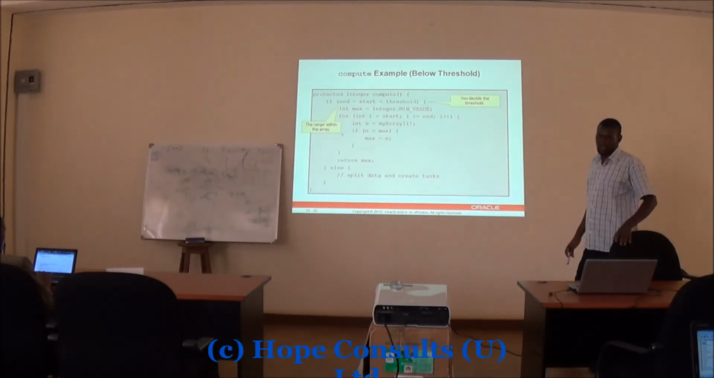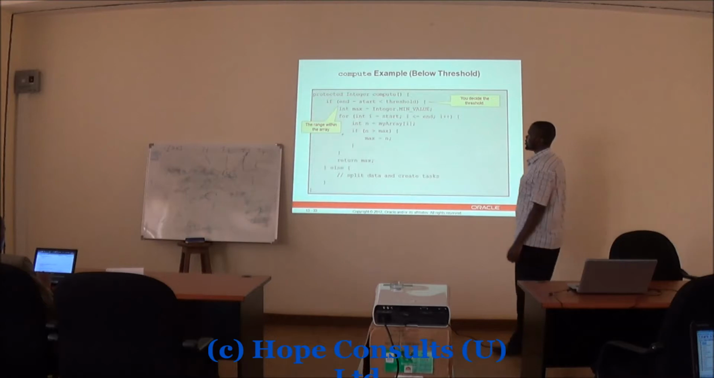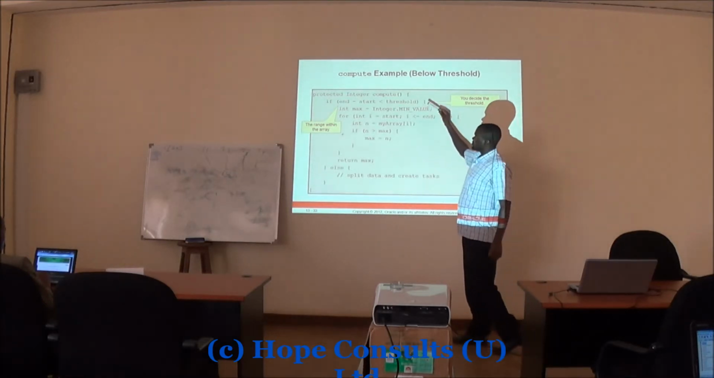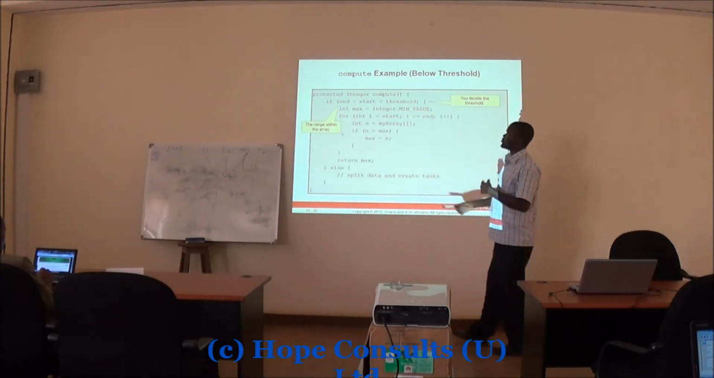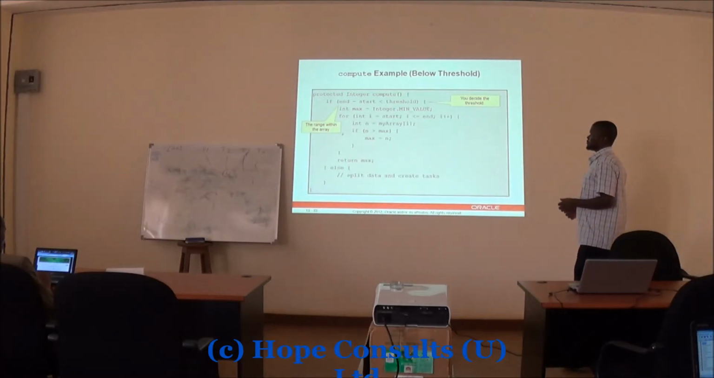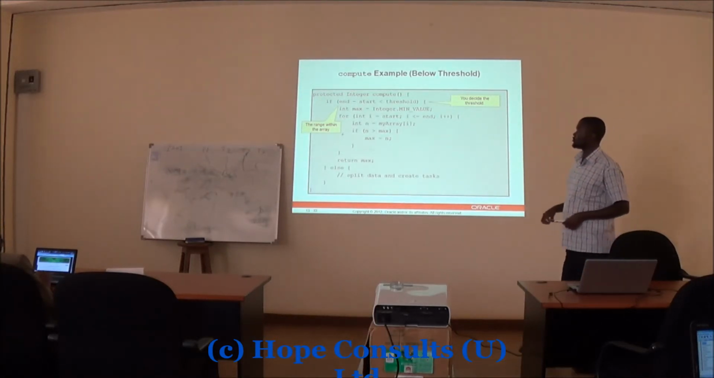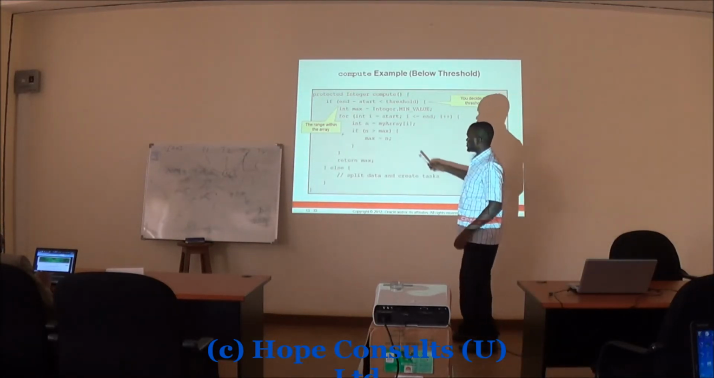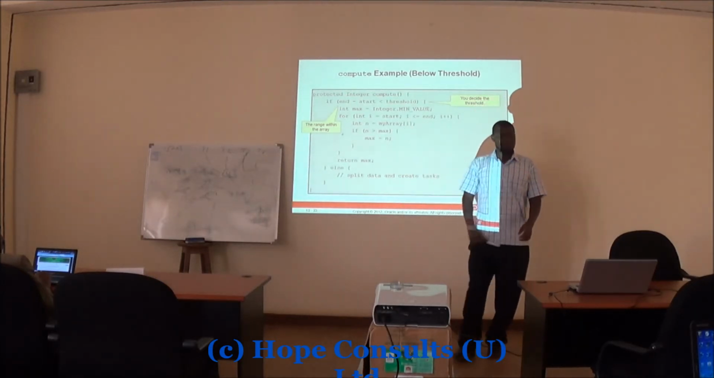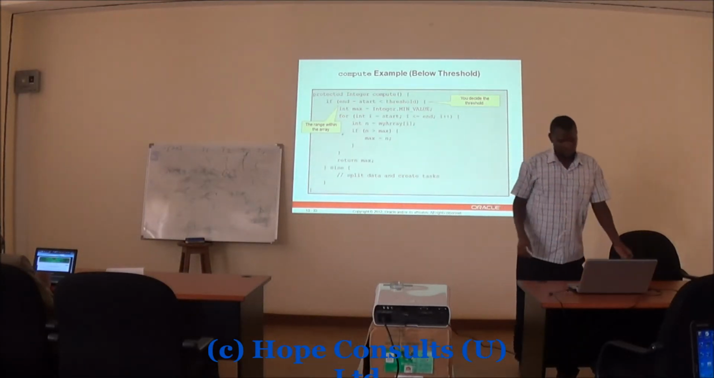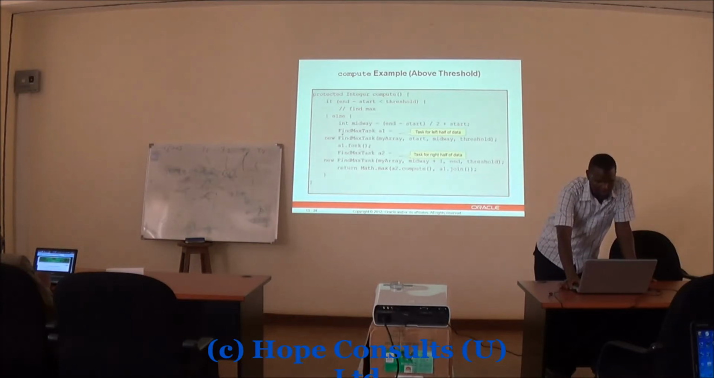So this is the integer compute method that is being called, which looks through up to the end. It looks for the maximum value. Okay. So compute above, plus 1, plus 2.